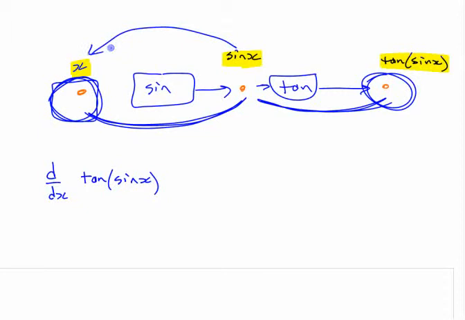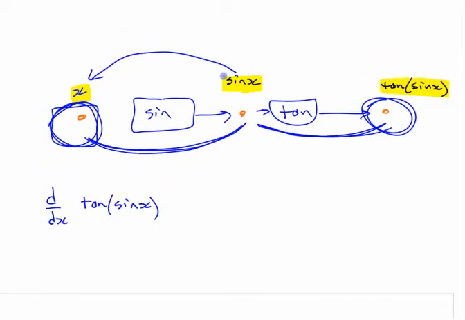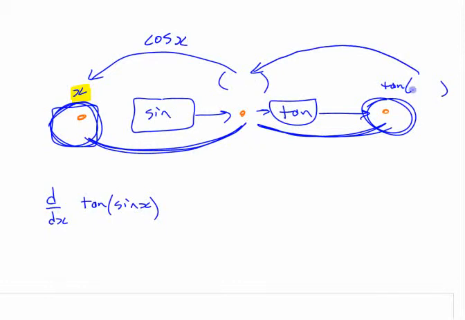What's the derivative of sine x if x was the variable? If x is the variable, what's the derivative of that? It's cos x, right? If I want to compare tan of something, I'm going to ignore what's inside here right now, right? This is the something. Tan of something to something. What's the derivative of tan of something?